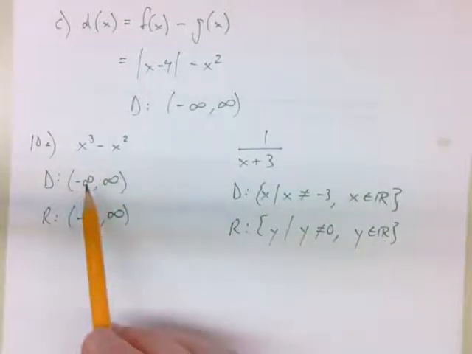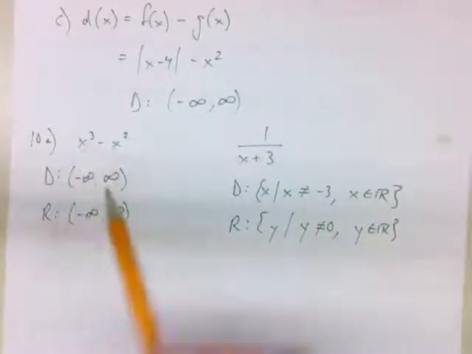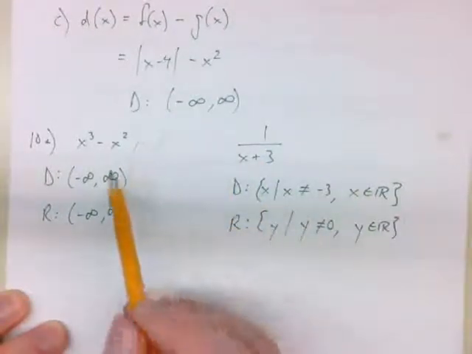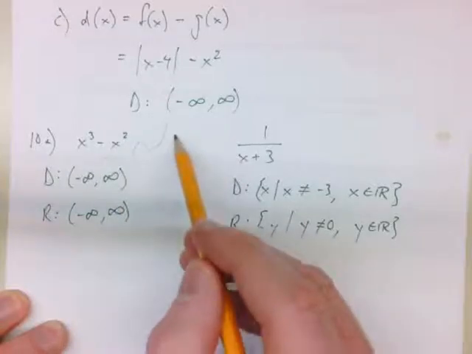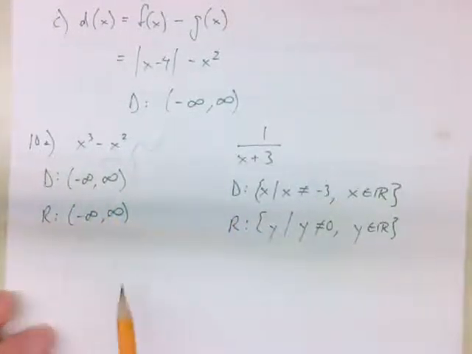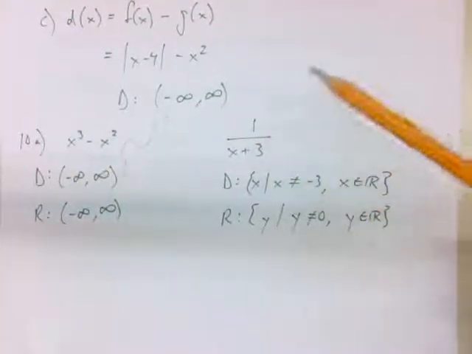So the domain for this, negative infinity, positive infinity. It's an x cubed function, so it has this kind of shape to it. Means it's going to go forever in these directions. So domain's an element of reals, range is an element of reals. That one's straightforward. This one, a little different.